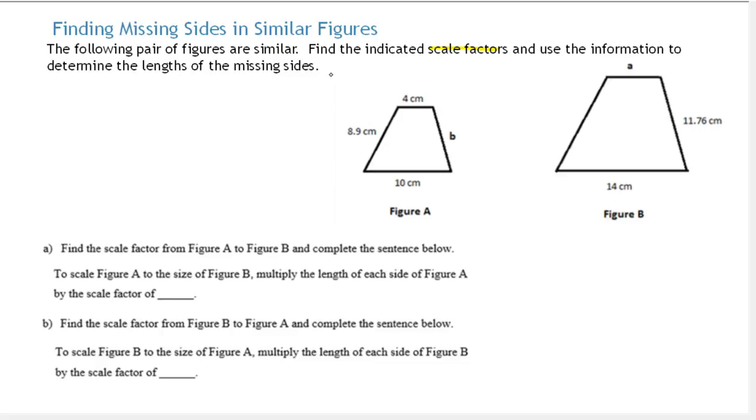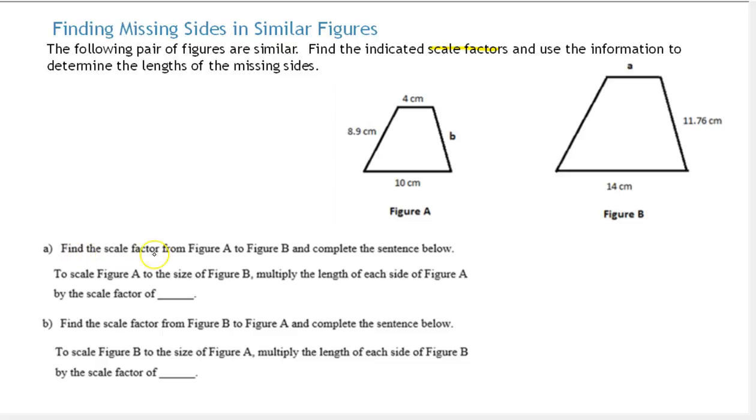So remember, the idea with the scale factor is that when two figures are similar, there is a scale factor from one figure to the other that you can multiply any side by to find the corresponding side. Okay, and to scale from, say, figure B to figure A, we're actually going to use the reciprocal of this value as the scale factor. And we'll look at this and make a little more sense of it in this problem.